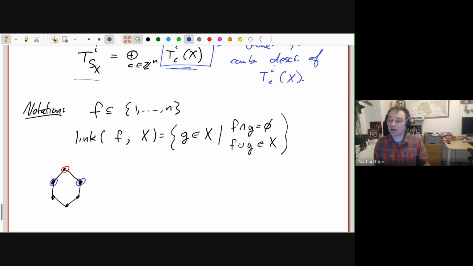The link gives some kind of local information about the complex around a subset. I'll also point out that if my F was something that didn't belong to the complex in the first place, then the link is just empty. There's nothing that happens. Okay, so that's the link.